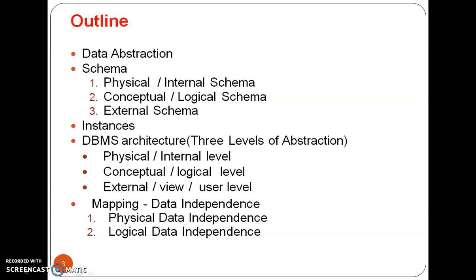So this is the outline of the session. We are going to deal with data abstraction definition and the three types of schema, that is physical schema or internal schema, conceptual or logical schema, or external schema, and the definition for instances. Next we'll be seeing the three levels of DBMS architecture. In that, the three levels are physical or internal level, conceptual or logical level, external or view or user level.